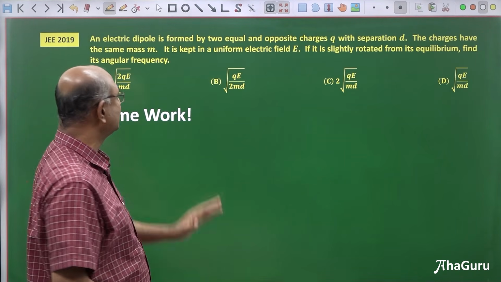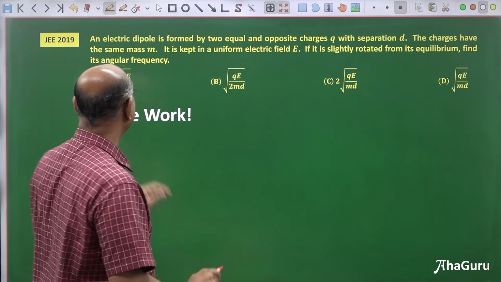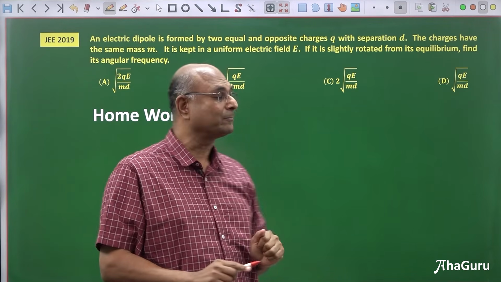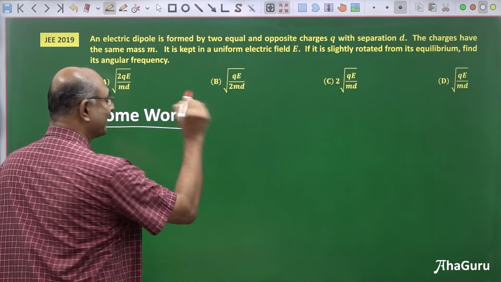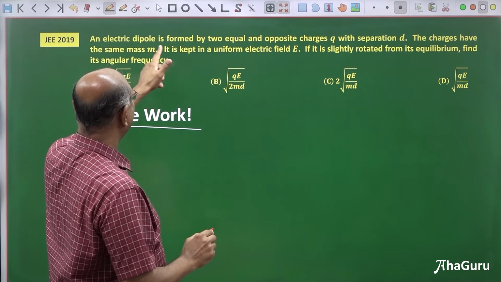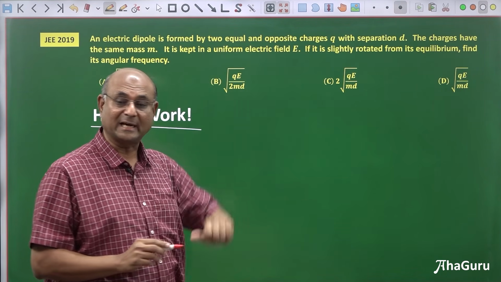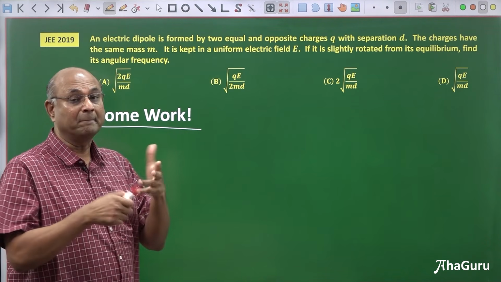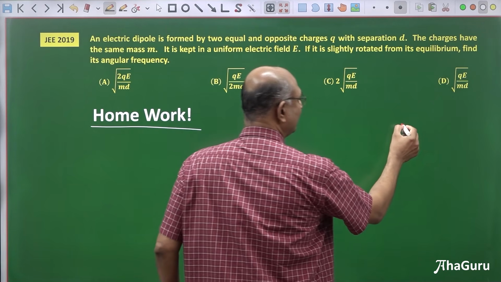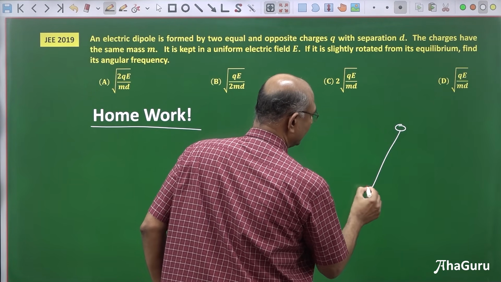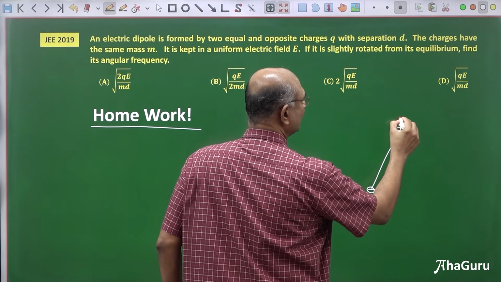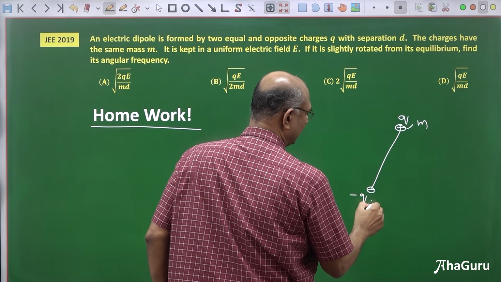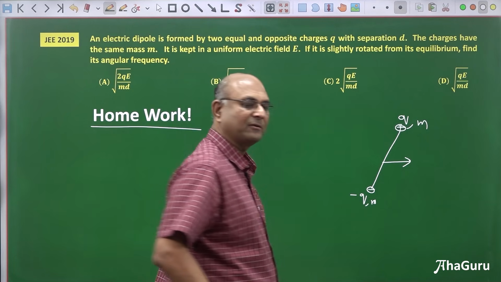I'm not going to do this question, but let us read this question that appeared in the JEE in 2019. It is exactly the same as the previous question. That's why I'm not going to do it. This is homework for you guys. Okay. So an electric dipole is formed by two equal and opposite charges Q with separation D. The charges have the same mass M. So like we saw earlier, right? So you have a plus, you have a minus, you have Q here, you have mass M, you have minus Q here, mass M, and this is placed in an electric field.